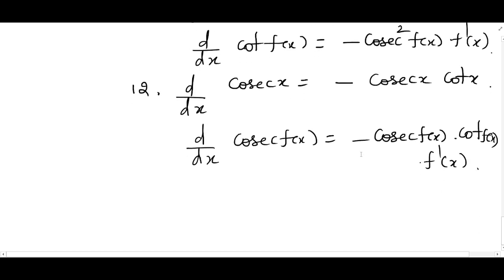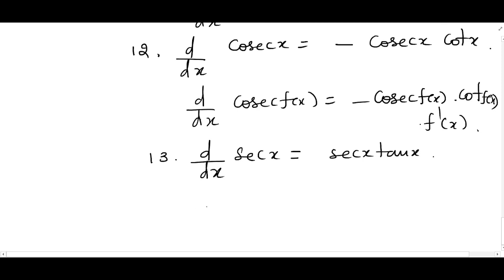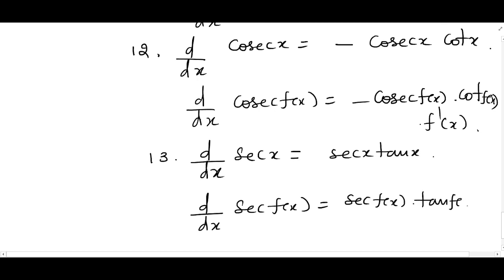One more trigonometric function we have, d by dx of sec x is sec x tan x, and if I consider f of x instead of x, then d by dx of sec f of x becomes sec f of x tan f of x into f dash of x.